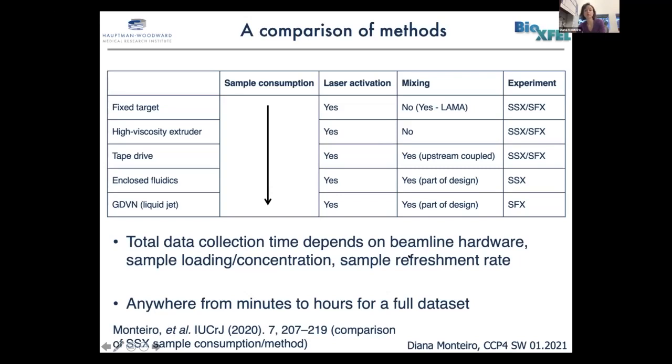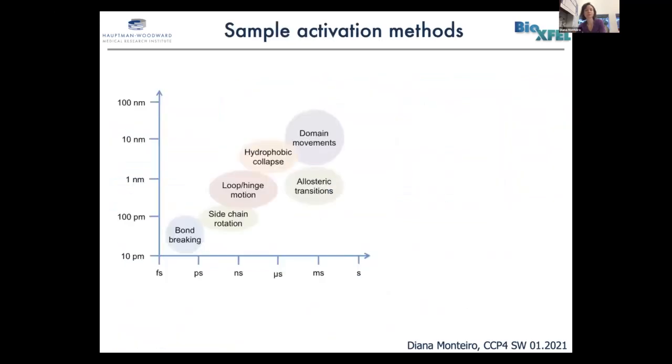But it's always important to run some preliminary experiments because this varies wildly. Okay, so sample activation methods. As Aaron said, there's a lot of different types of motions that we can observe in proteins. They vary widely in terms of length scales and time scales.